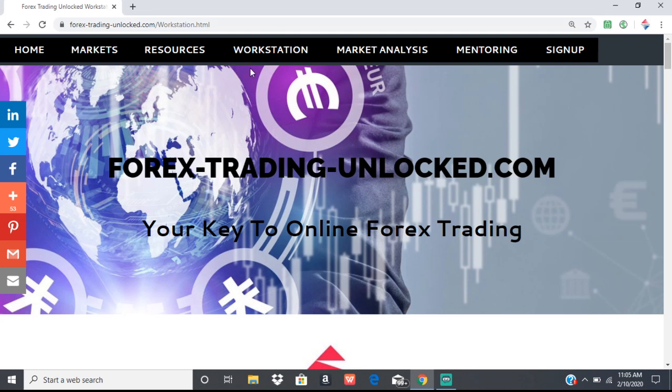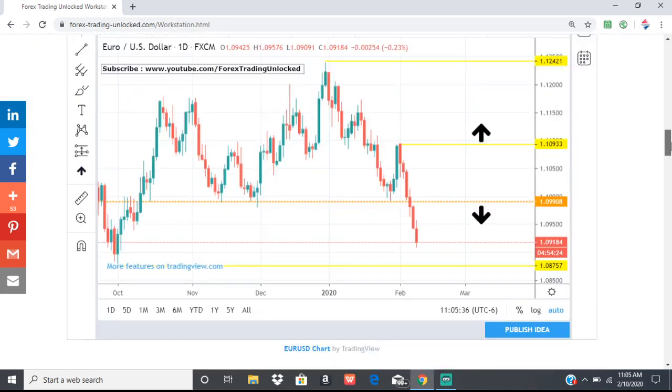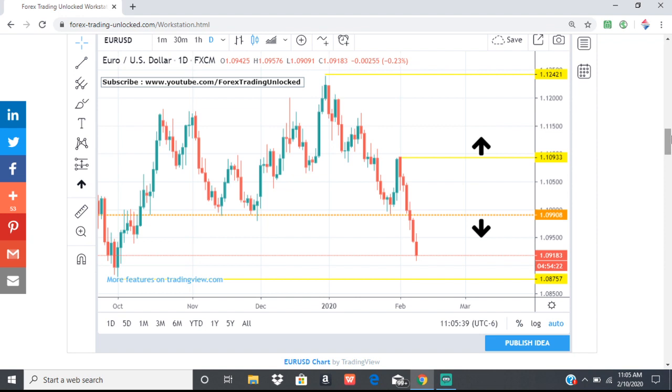We've already clicked on the workstation page at forex-trading-unlocked.com. We're going to toggle down through the economic calendar and go to the chart we have pulled up already.